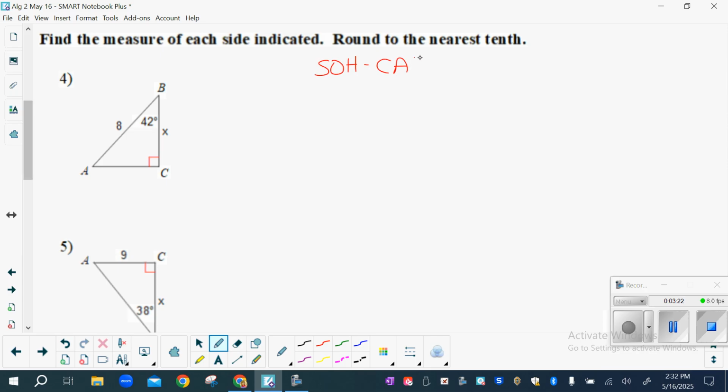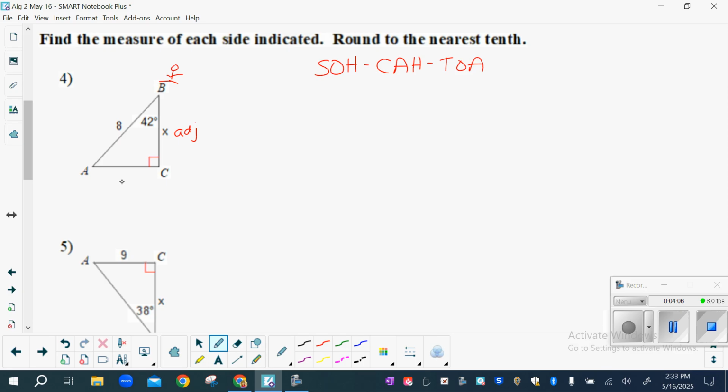So we're going to use our SOHCAHTOA. Now we need to decide which trig function to use. We draw our little person where the angle is. This x here is what side in relationship to the 42? Is it the adjacent, the opposite, or the hypotenuse? It's the adjacent, right next to. Opposite would be over here. Whatever the side across from the angle is going to be the opposite.